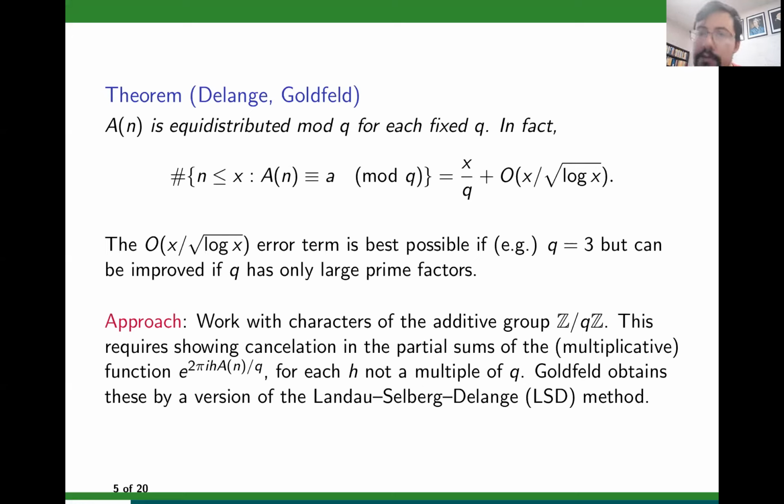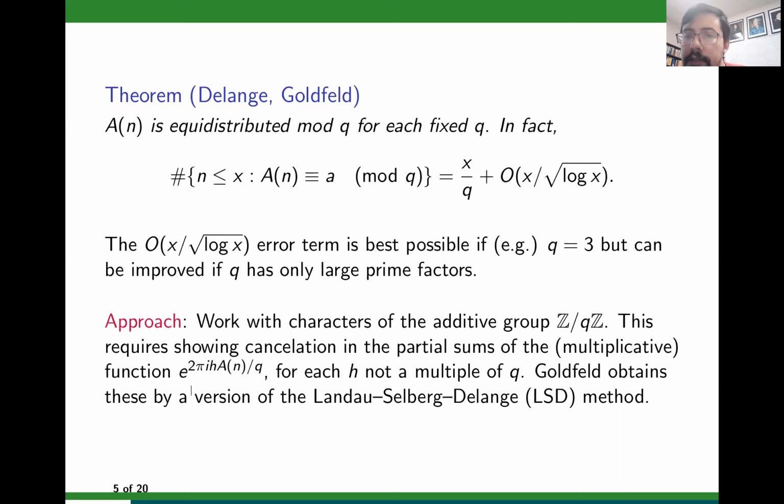So the natural thing to try is to hit the function a of n with the additive characters of Z mod QZ and look for cancellation in partial sums. Once you hit the function a of n with an additive character of Z mod QZ, you get a multiplicative function, and you want estimates for the partial sums of that multiplicative function. There are various ways of getting these kinds of estimates. One of which is to apply the Landau-Selberg-Delange method, and that is what Goldfeld does.